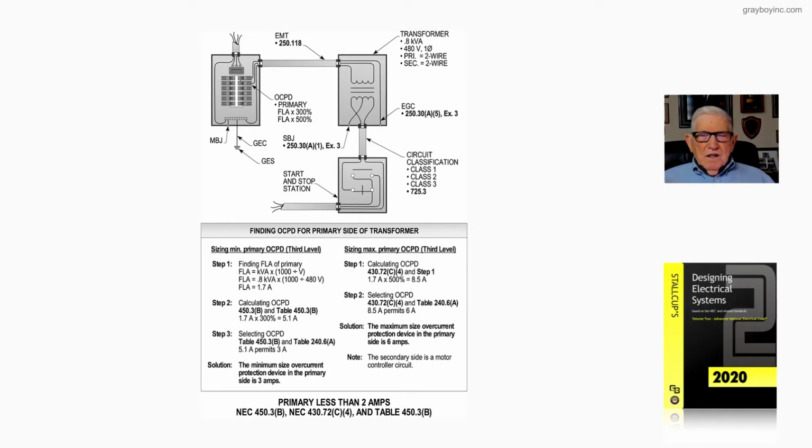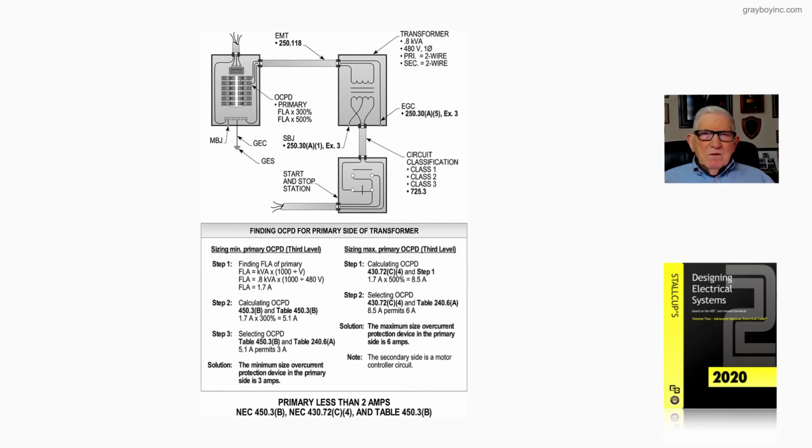Now let's do the calculation in figure 20-11C. Notice we're sizing the primary overcurrent device based upon the third level of current, less than 2 amps. Step 1, we take the kVA times 1,000 divided by the voltage. So we'd have 0.8 kVA times 1,000 to get it into volt amps, divided by 480, and we come up with a full load amps of 1.7 amps.